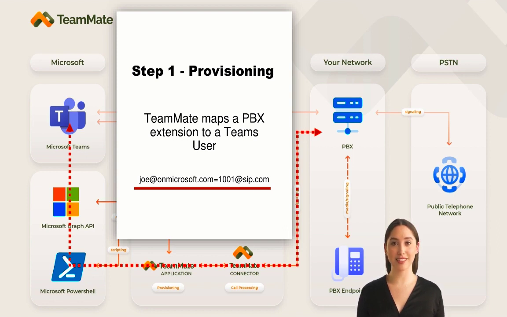The provisioning process is fully automated from the TeamMate Enterprise Provisioning Portal, where we launch processes that call Microsoft's Graph API and PowerShell scripts in order to create the direct routes and user configurations that are needed to connect calls from Microsoft to the PBX.